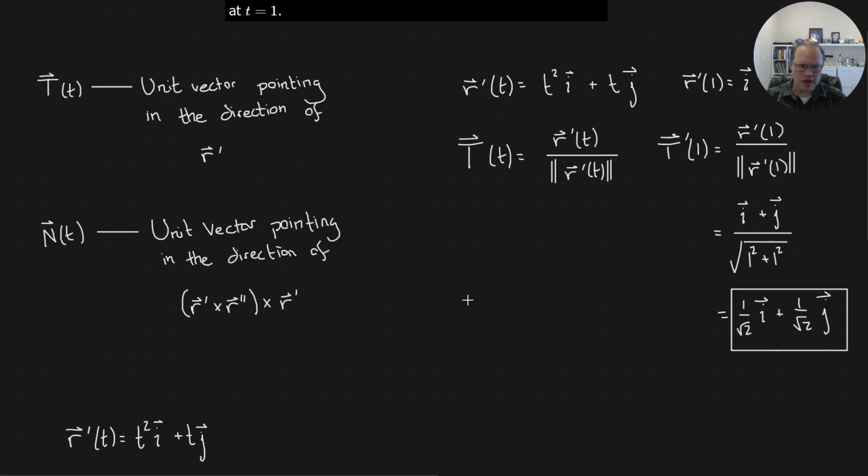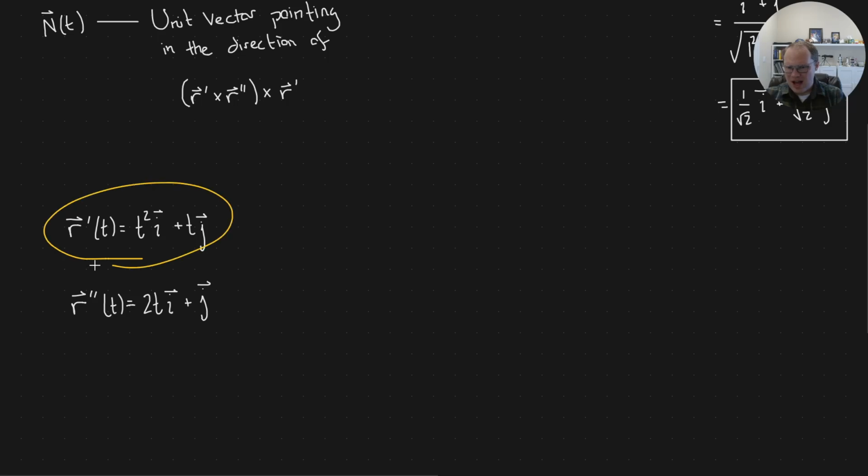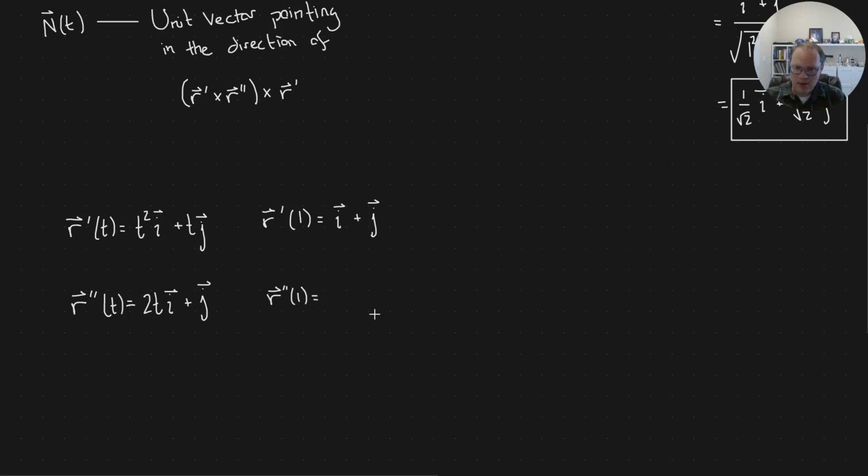So a few things first. I don't care about the unit normal vector for every value of t. I just care about it at t equals 1. So before I start taking cross products with variables, which we could do, it's going to make things a little bit easier if I plug in that 1 first. That gives me 1i plus 1j, so I get i plus j. And for the second derivative, if I plug in that 1, I get 2i plus j.